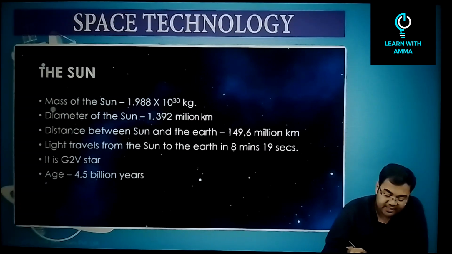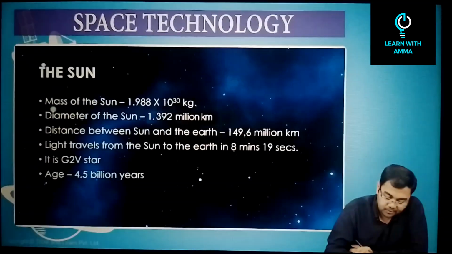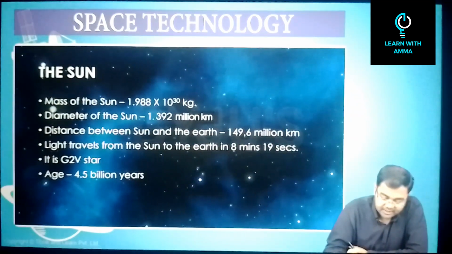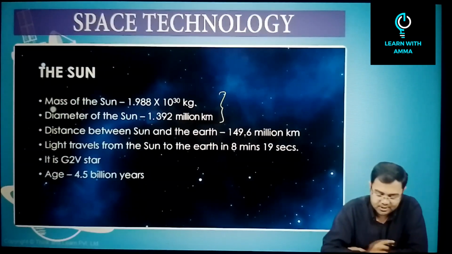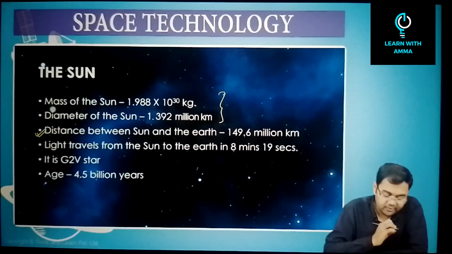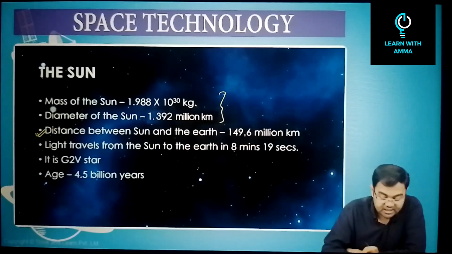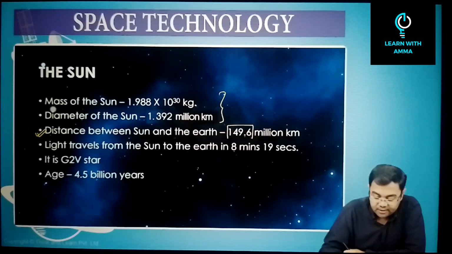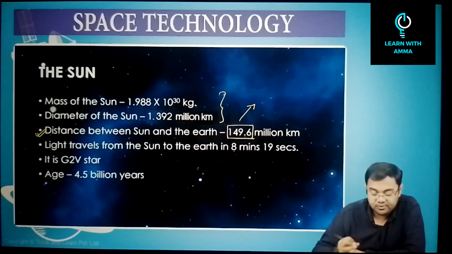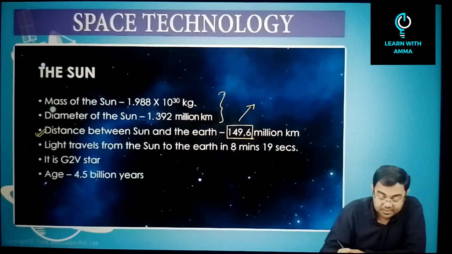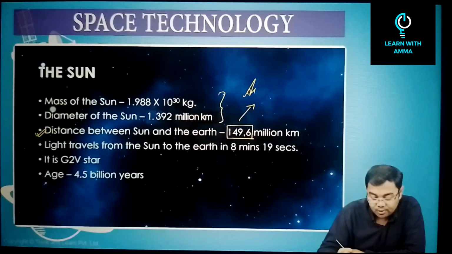Some of the facts that can be important for you: first of all, the mass of the sun and the diameter of the sun. Two things that you can know, but can't come in the examination directly. Third fact that we have about the sun, this becomes important: the distance between the sun and the earth. The distance between the sun and the earth is 149.6 million kilometers, approximately 150 million kilometers. This is also called an astronomical unit.